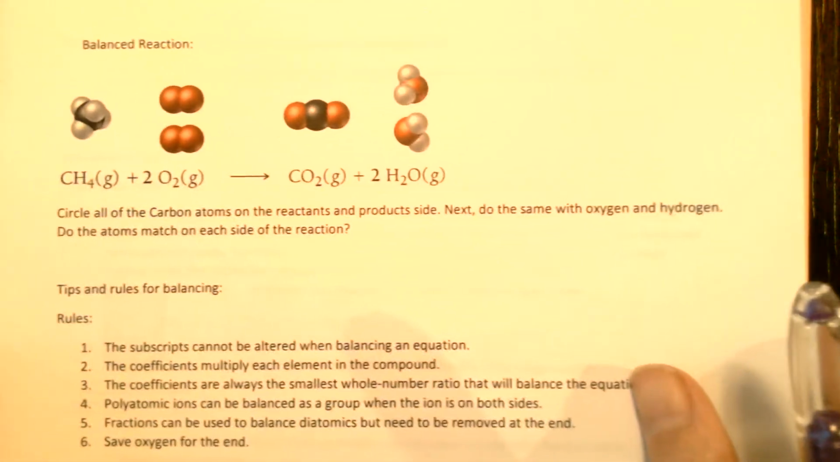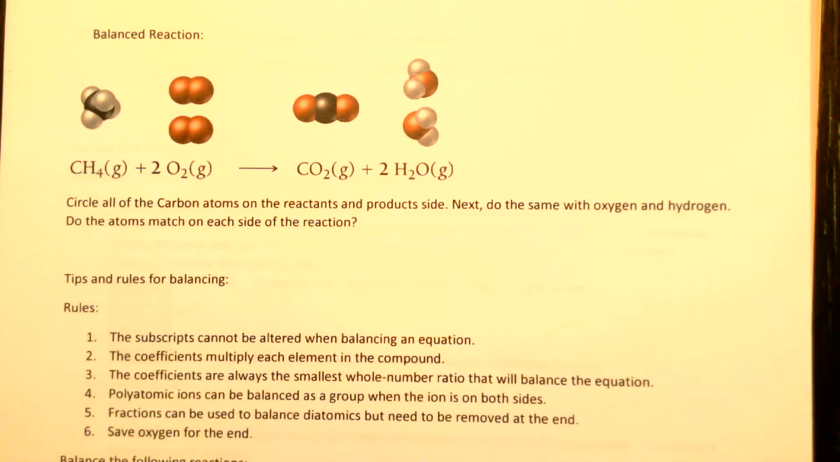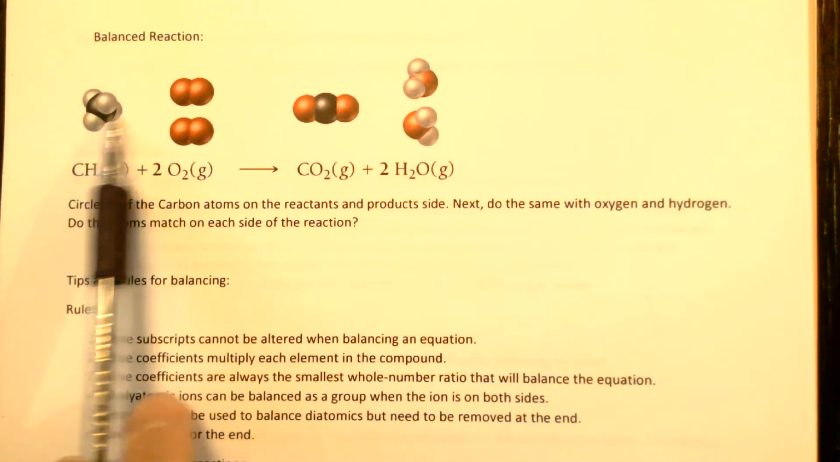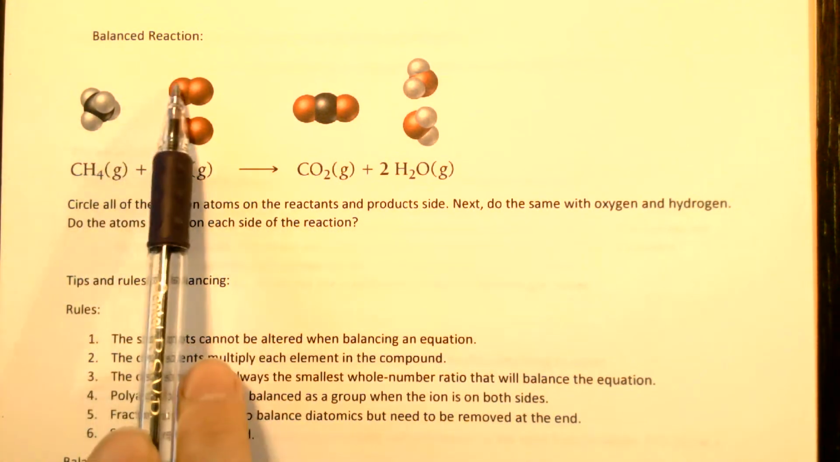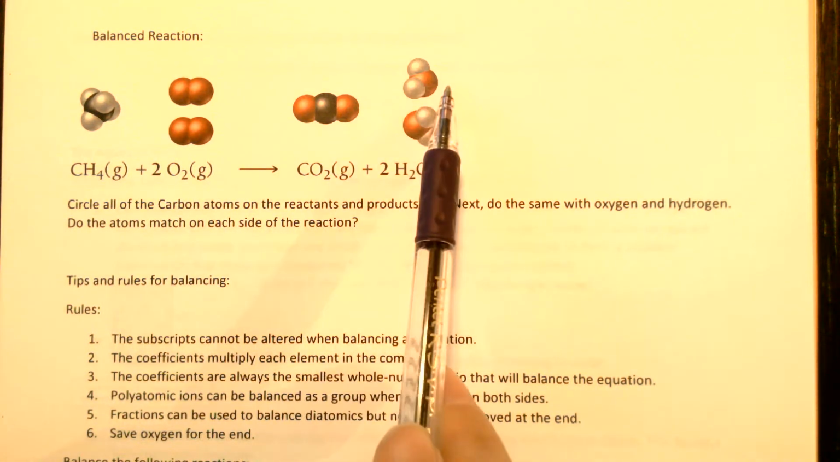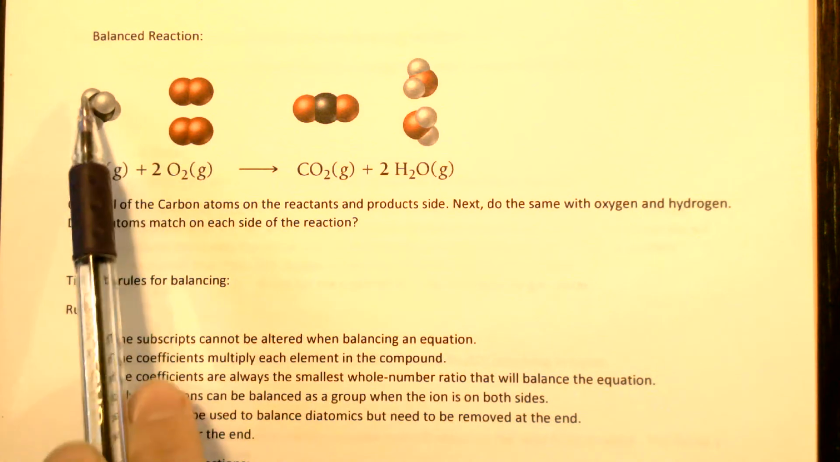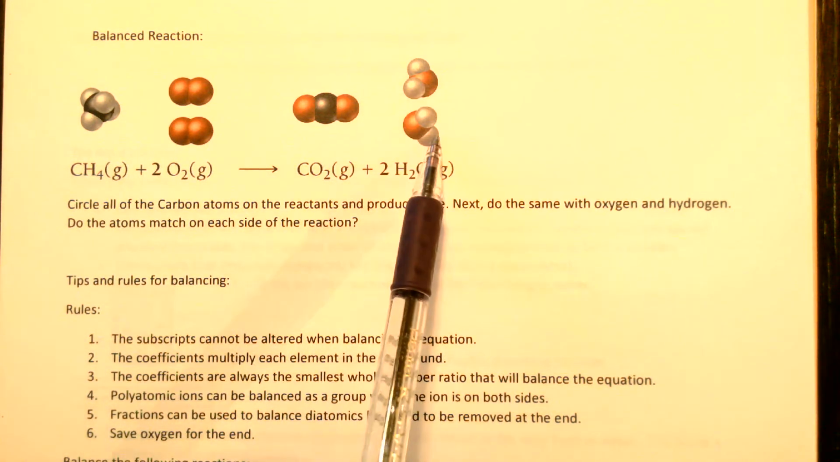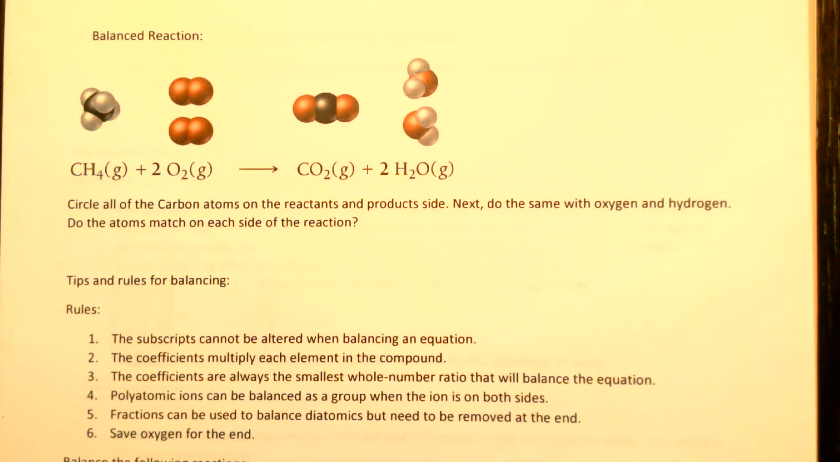Okay, so as balanced, our balanced reaction, if we count it up now, we have 1 carbon on each side. Now we have 1, 2, 3, 4 oxygens, 1, 2, 3, 4 hydrogens. So if we tally up all of our atoms, it's now balanced.